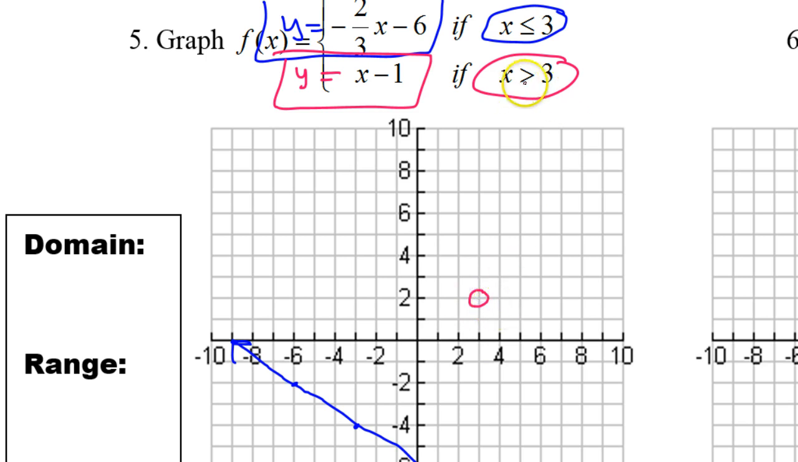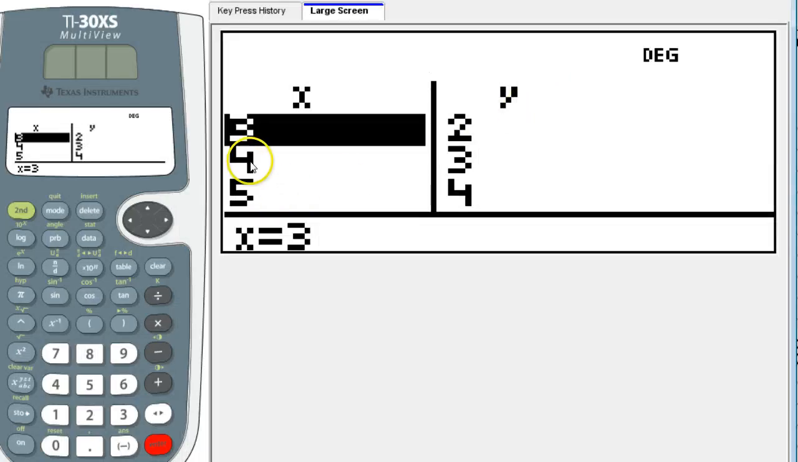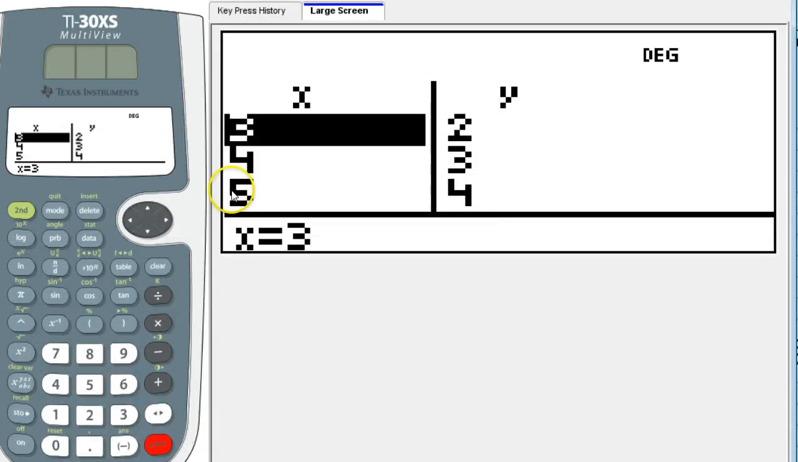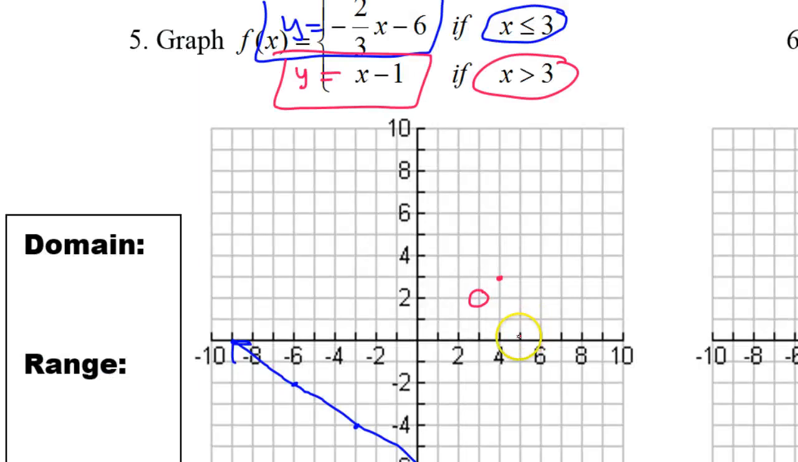Now I want x values that are greater than 3. So that would be like 4, 5, 6, like that. So for example, 4, 3 would be 1. 5, 4 should be right here. And again, I see the pattern. It's going up 1, right 1. So I can just go ahead.